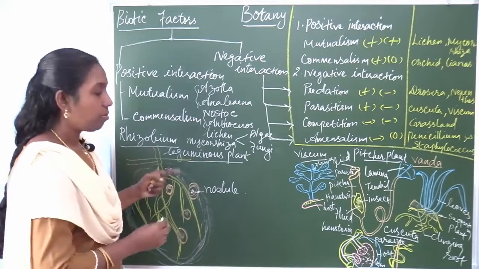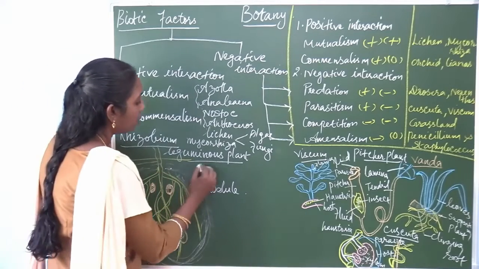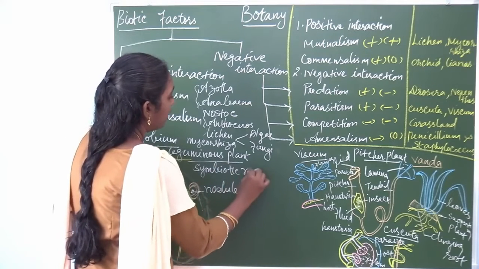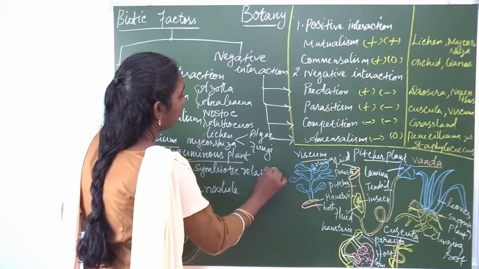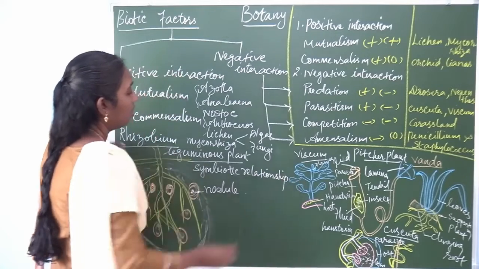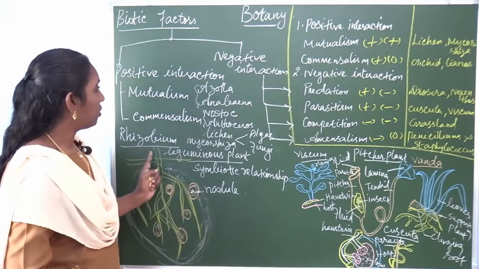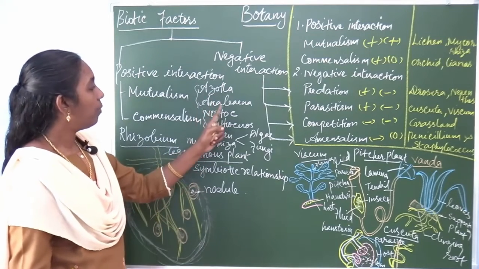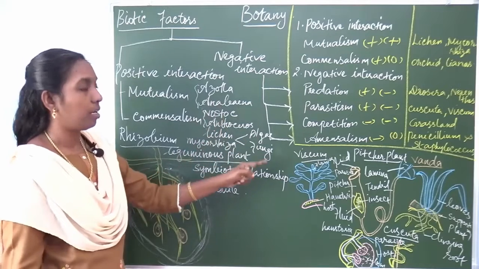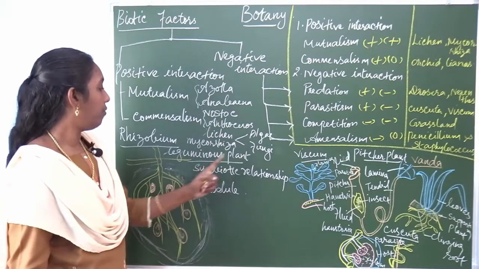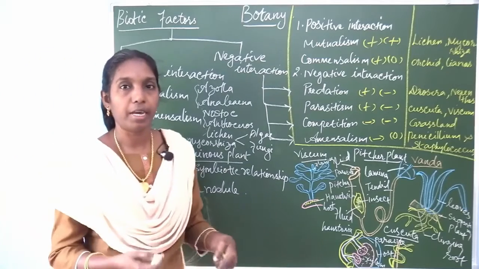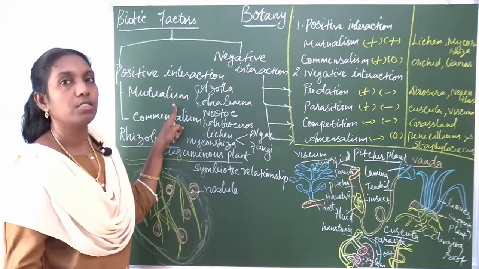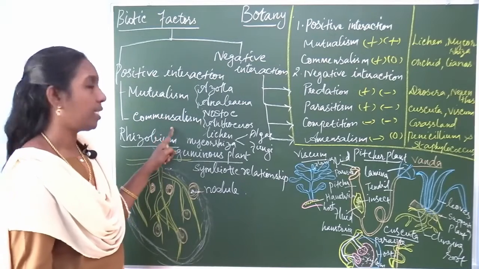What are the examples for mutualism? Rhizobium, a symbiotic relationship. These relationships we can say are symbiotic. What are the symbiotic relationships? Rhizobium with leguminous plants, Azolla and Anabaena, Nostoc and Anthoceros, lichen, which is a mutual relationship between algae and fungi, and mycorrhiza between the roots of higher plants and the fungus. That is mutualism.